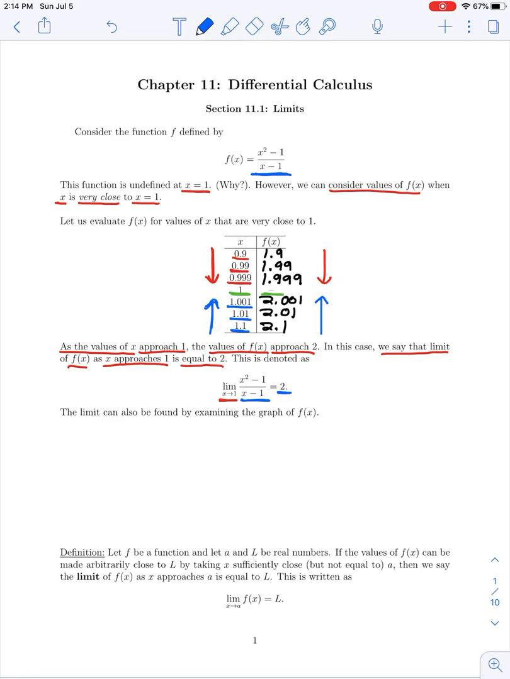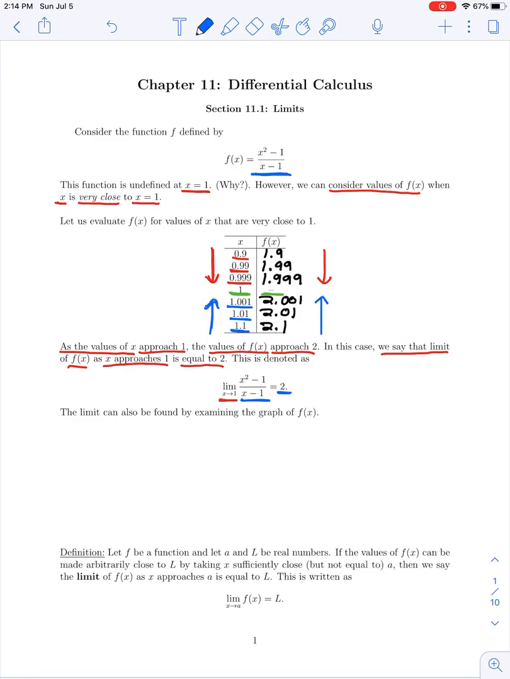So this first example illustrates the idea of a limit, which is what's happening to a function as we make the values of x very, very close to some number, but not equal to that number. And it also illustrates how we could find a limit. We could find a limit by taking values of x that are very close to the number of interest and seeing what the corresponding values for our function f of x are doing.